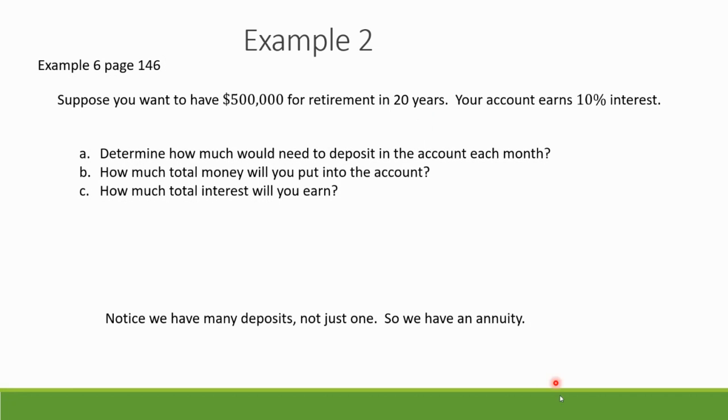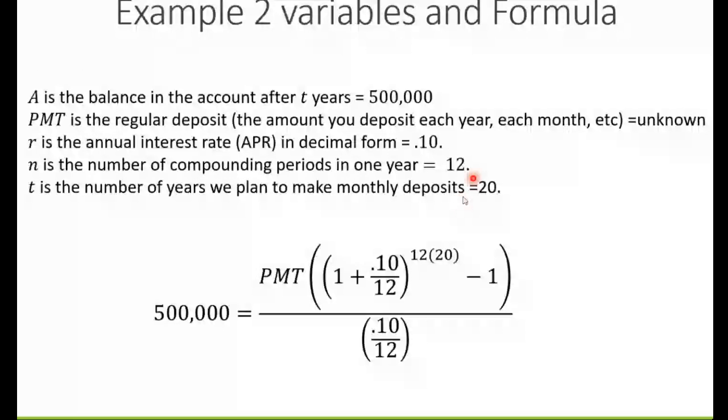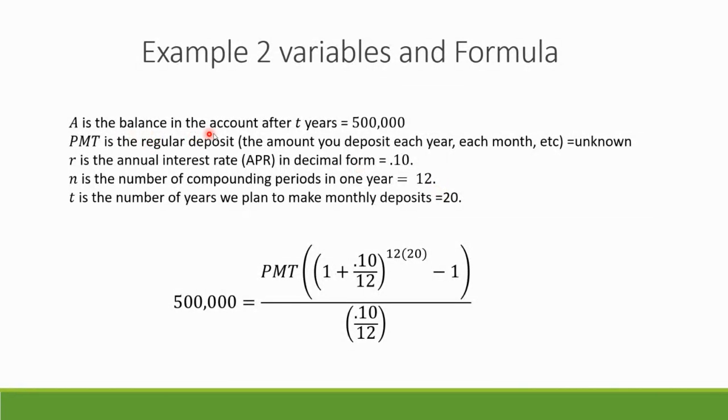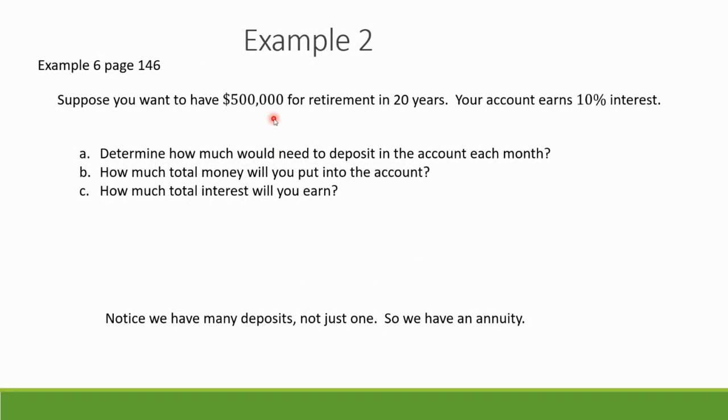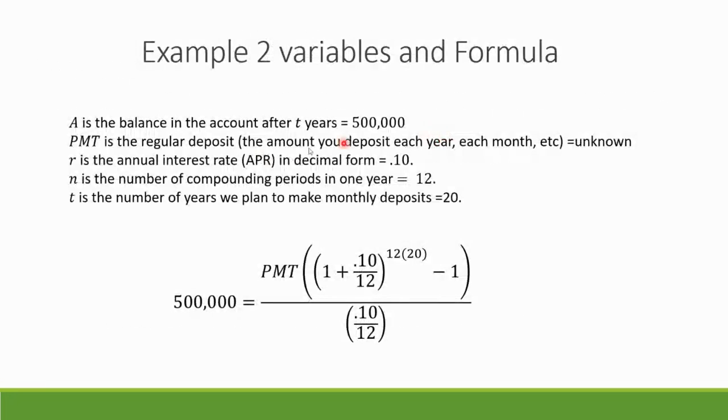So because of that, we have an annuity. It's going to be similar to the problem before, in that we're going to use that same formula. Then we have to figure out how much total money we put into the account and how much total interest we earn. But it's similar, except now we know the balance. What we want to have is $500,000. What we're looking for is the monthly deposit. That's what PMT is. We don't know that.